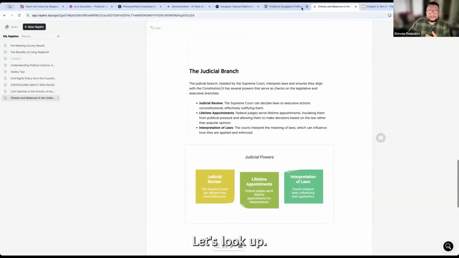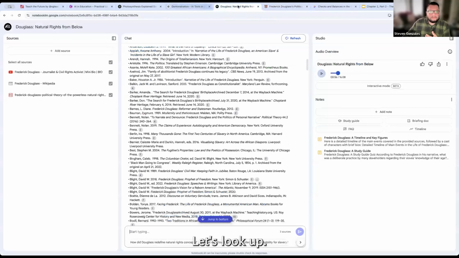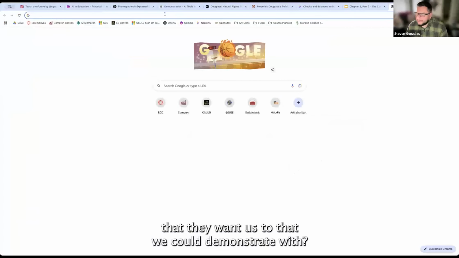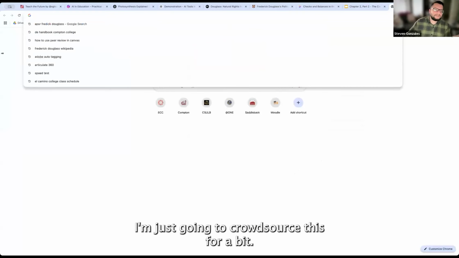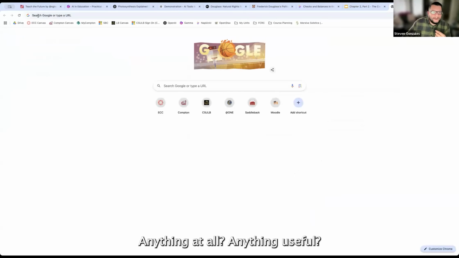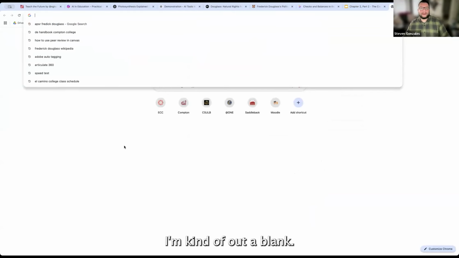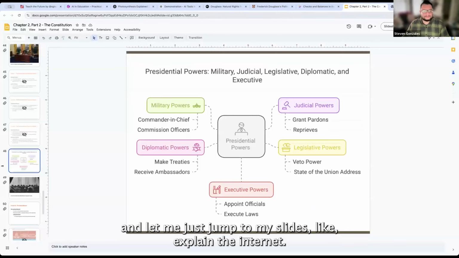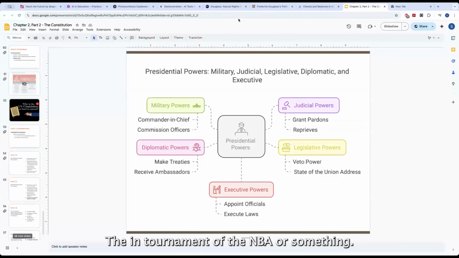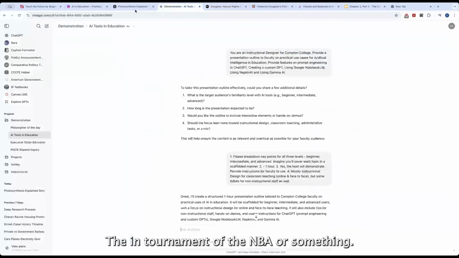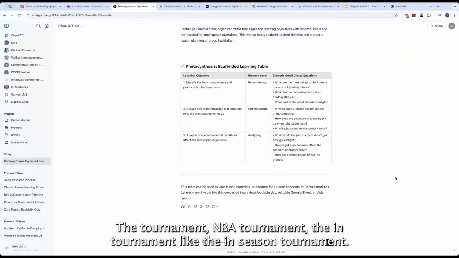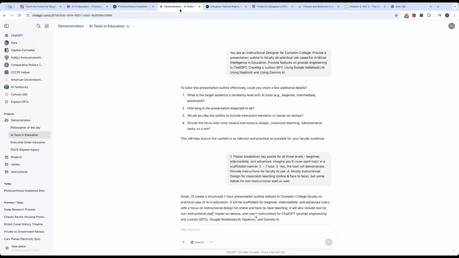Let's see. Does anyone have any website or data that they want us to demonstrate with? I'm just going to crowdsource this for a bit. Anything at all? Anything useful? I'm kind of at a blank for the moment. I should have had some ready-to-go data. Now, let me just jump to my slides. Like explain the in-season tournament of the NBA or something. The NBA tournament, the in-season tournament.